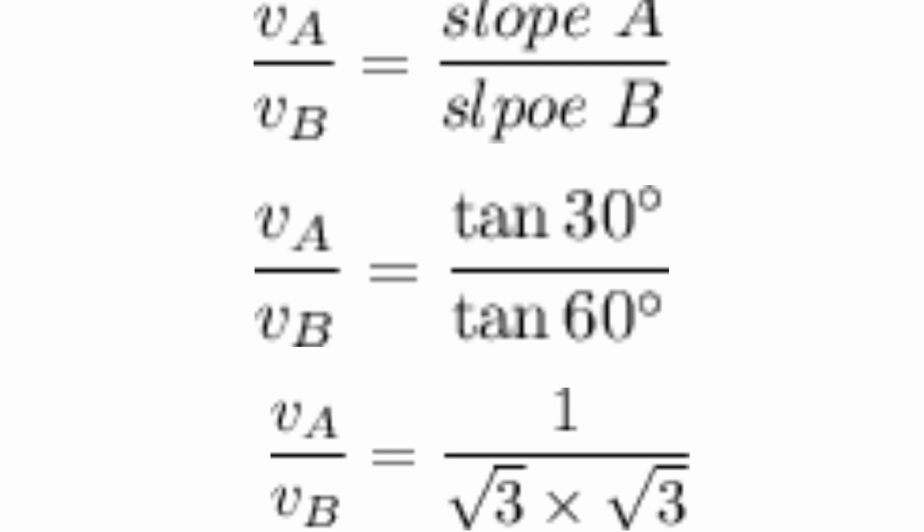So velocity A by velocity B is equal to tan 30-degree divided by tan 60-degree. So VA by VB is equal to 1 over root 3 into root 3. You must know the values of tan 30 and tan 60. That becomes 1 by 3. So the ratio is 1:3. Let us move on to the next problem.